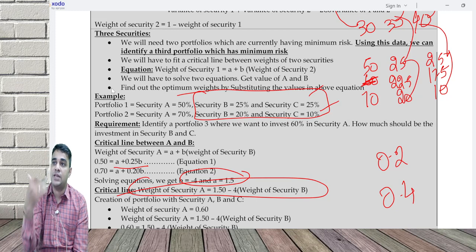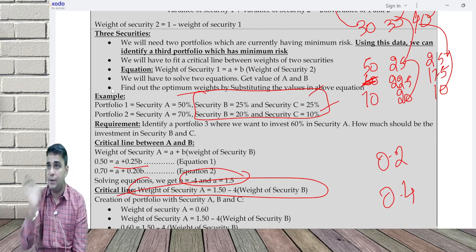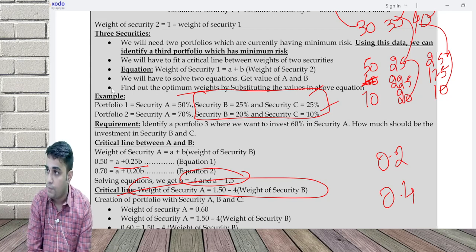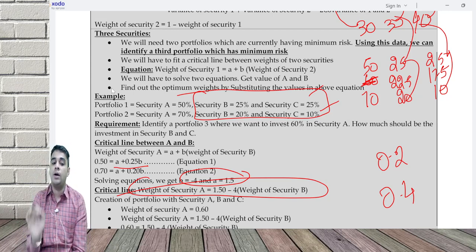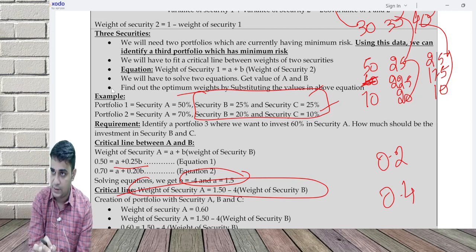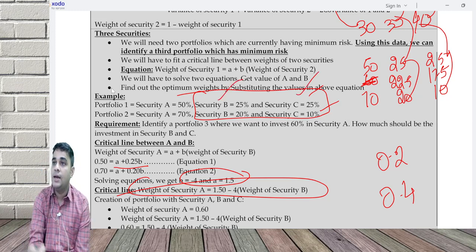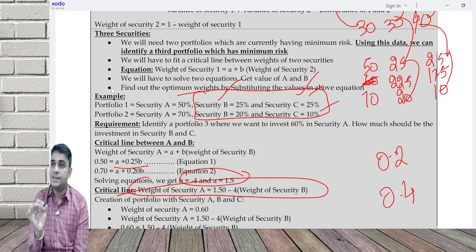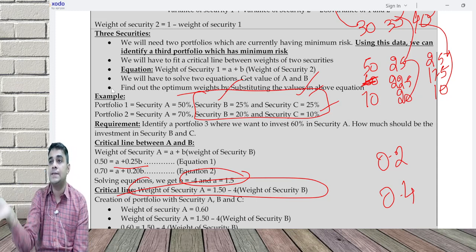Which is first, which is second, your wish. Between A and B, between B and A, between C and A, between A and C, between B and C, that's your wish, how you want to form the equation. To cut it short, weight of the first security, 0.25, is equal to A plus 0.25 B.